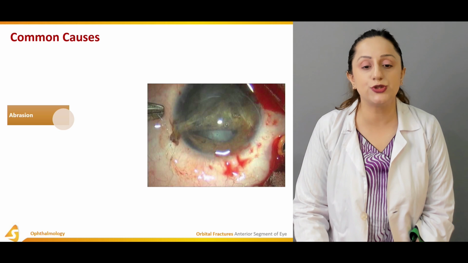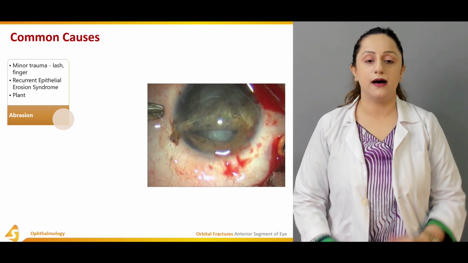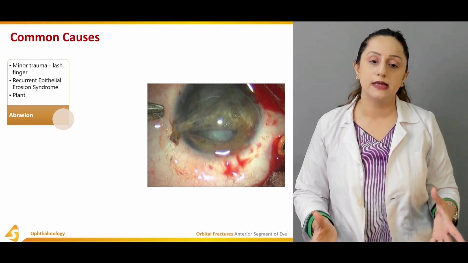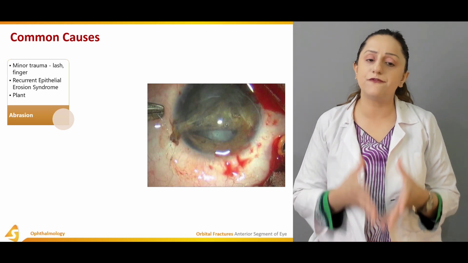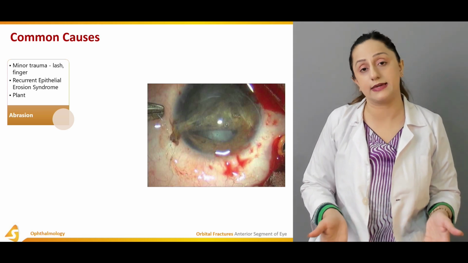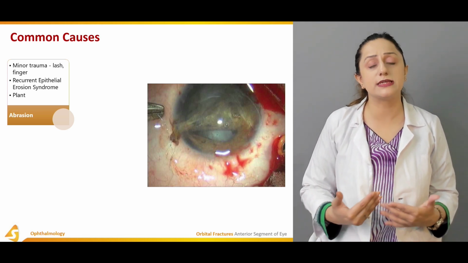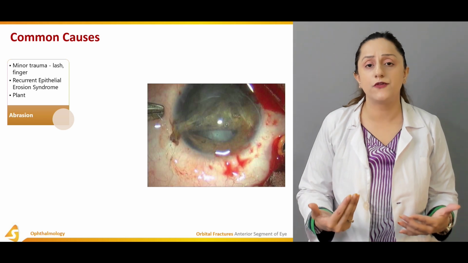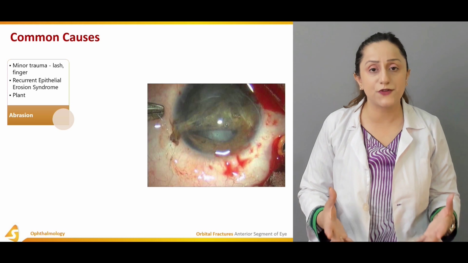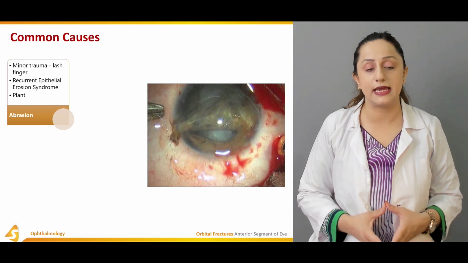The common causes would include the abrasions. Abrasions are usually caused by the blunt weapons. It's usually a very minor trauma. The lashes are usually involved. The fingers can be involved. Usually the patient is suffering from a lot of lashes phenomena, or this blepharitis phenomena can even result in this particular case.